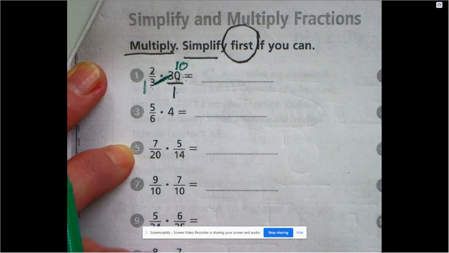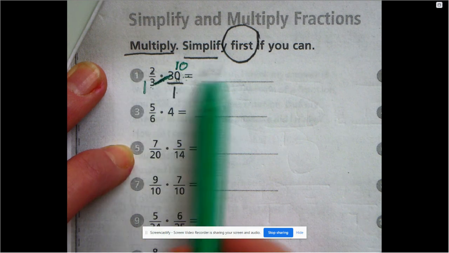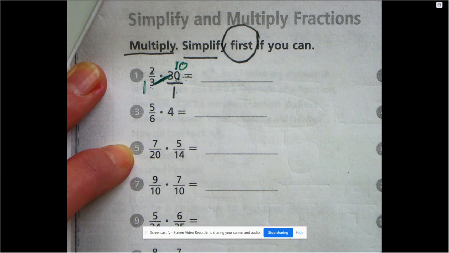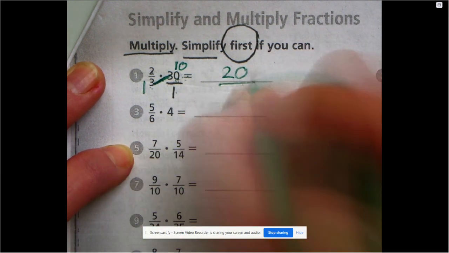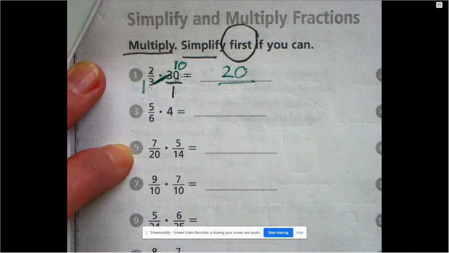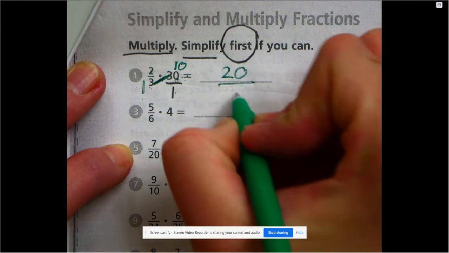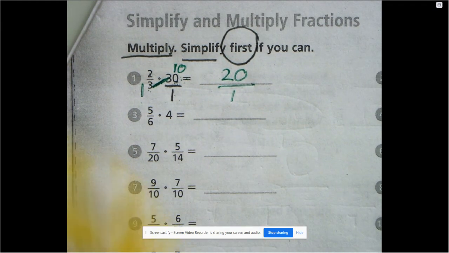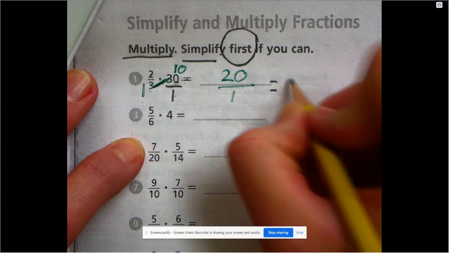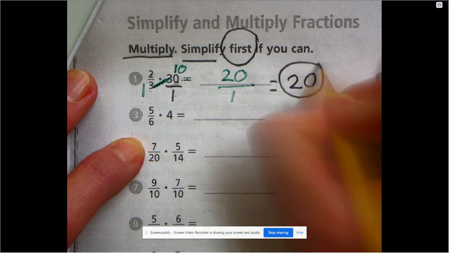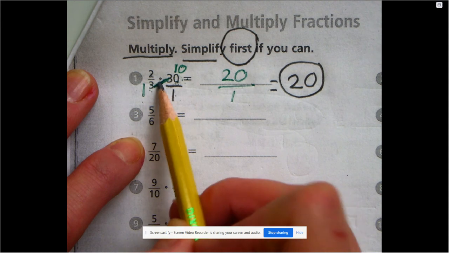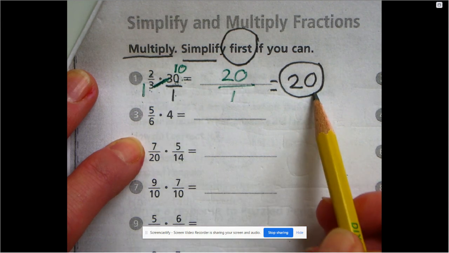We know when we multiply fractions, we go across. So we are multiplying the numerators first. 2 times 10 is, nice job. Now I go ahead and I multiply my denominators together. 1 times 1 is perfect. We cannot leave it like that. So we need to make sure that we write that as a whole number. So my answer is 20. 2/3 times 30 equals 20.